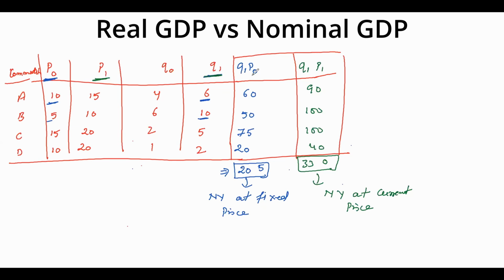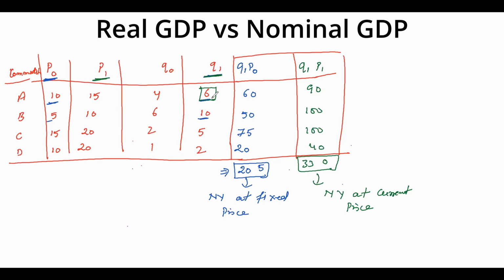Can you change P0? No sir. Because it's a base year price. You can't change history, but you can change your current. So here, if we increase 6 to 10, suppose this 6 value I increase to 10, so now the value can be changed. So the answer can also be changed.